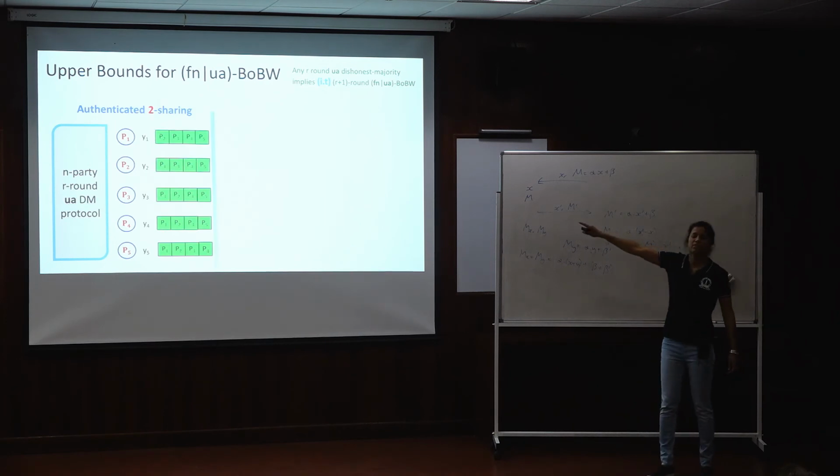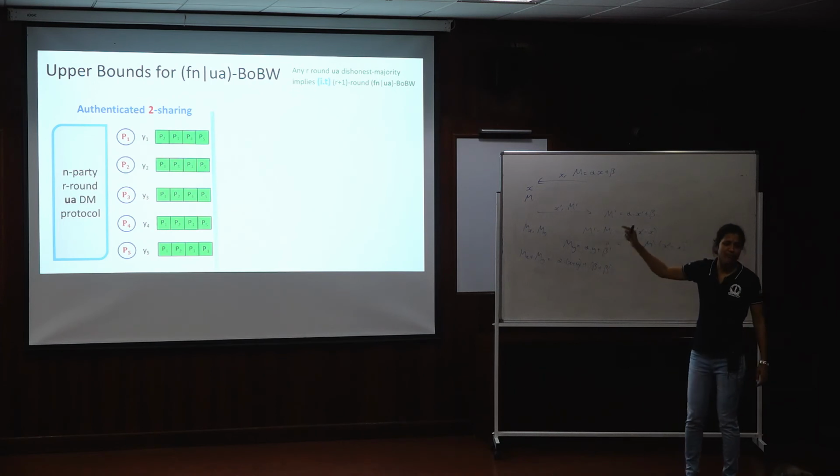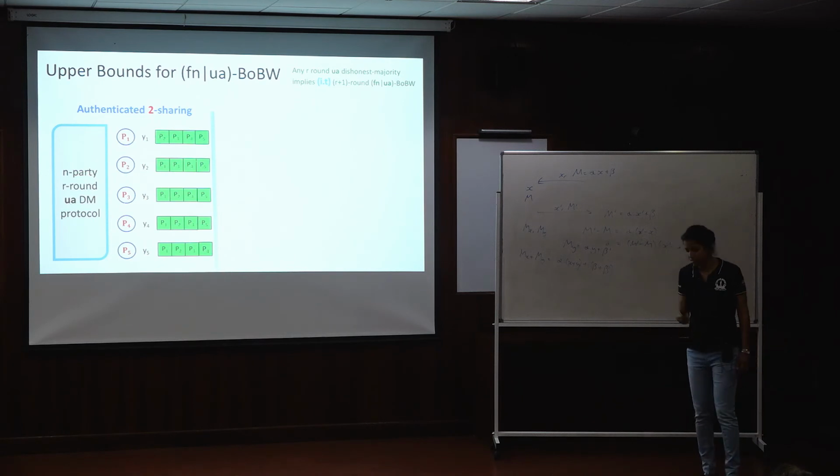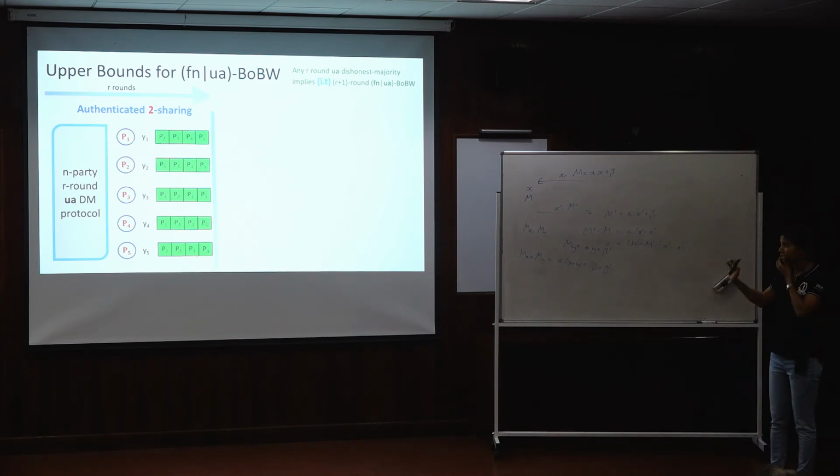So let's look at this. These green boxes are my MACs. I have that for every party. So y1 has a MAC with respect to every other party. There are 4 other parties, so he has MACs with respect to every other party, and similarly for the other parties. So that's the output of my dishonest majority protocol. Now that's already consumed our rounds, because we assumed that our dishonest majority protocol takes our rounds.